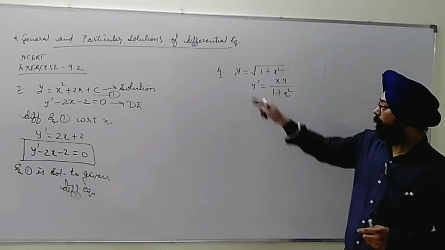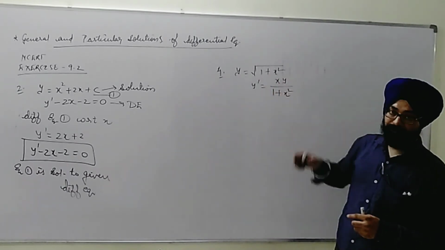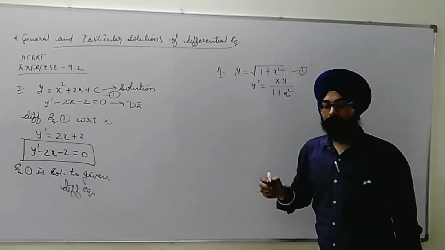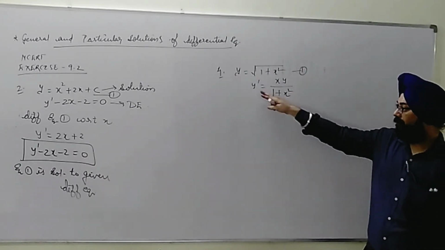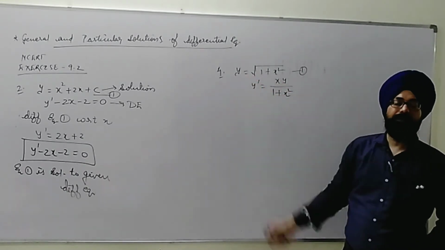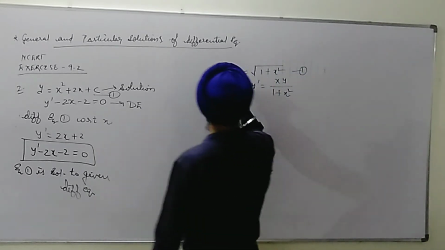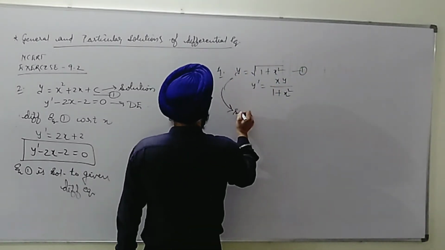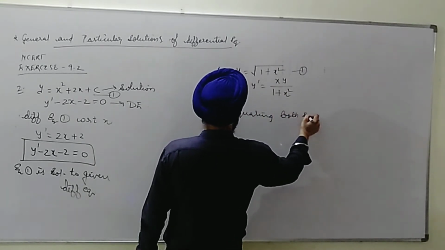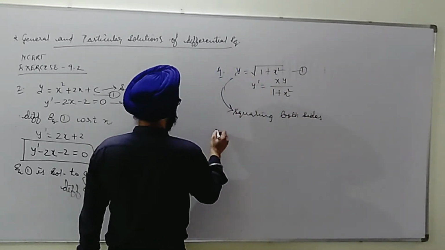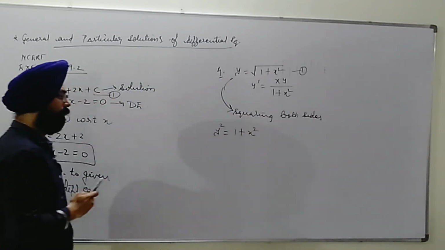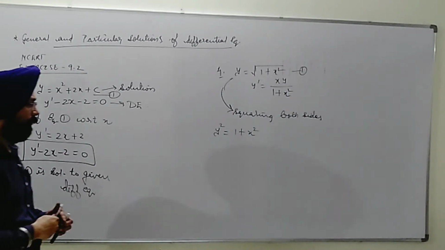Here we are given y is equal to root 1 plus x square. Let's consider this to be equation number 1. Now before I differentiate, as I see only y dash is needed, I can make it easier by taking a square on both sides. So squaring both sides, we get y square equal to 1 plus x square. Now differentiation becomes more convenient.